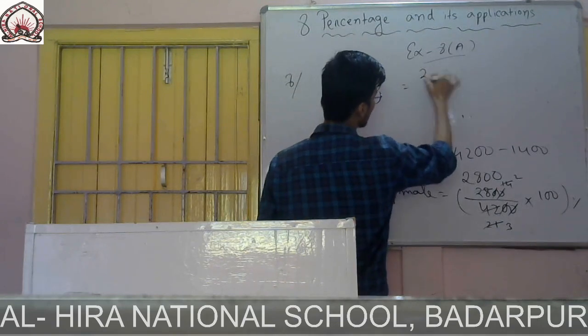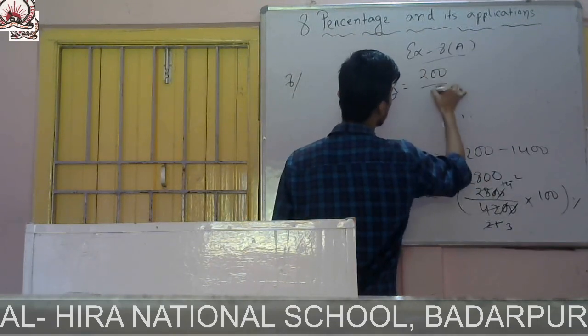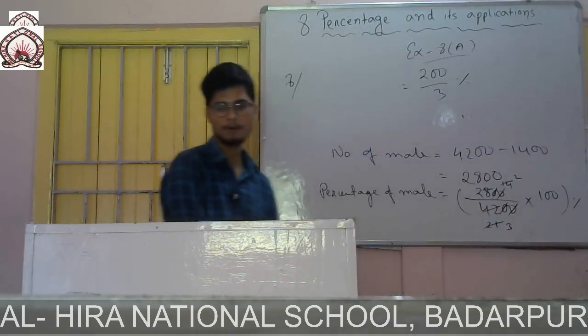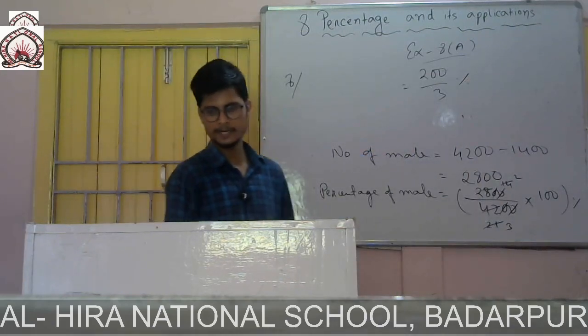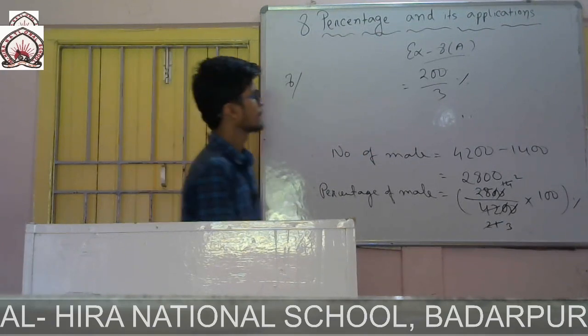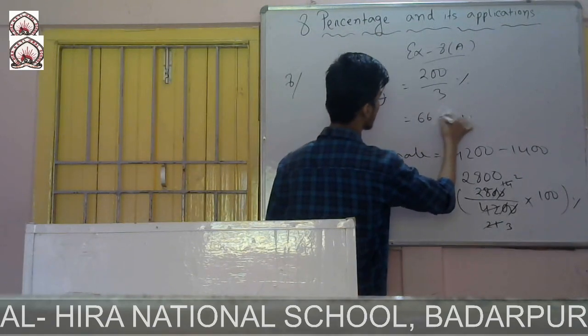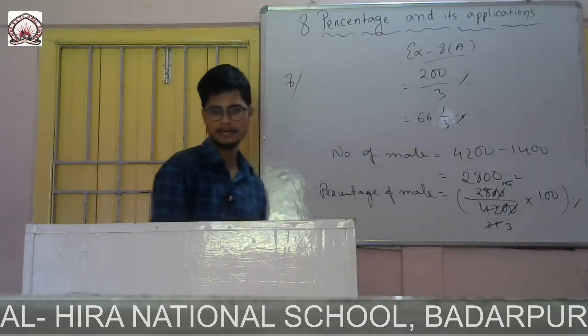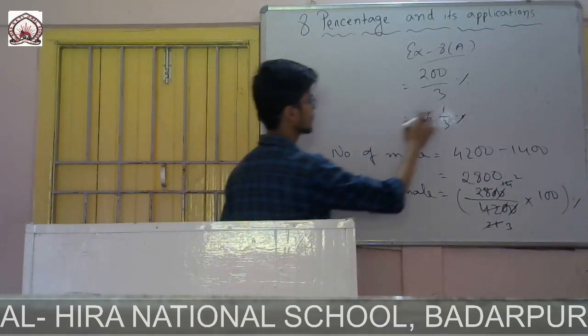It will be 2 into 100, that means 200 by 3, and percentage sign. Since it is an improper fraction, I will convert it into a mixed fraction. So it will be 66 1 by 3%.